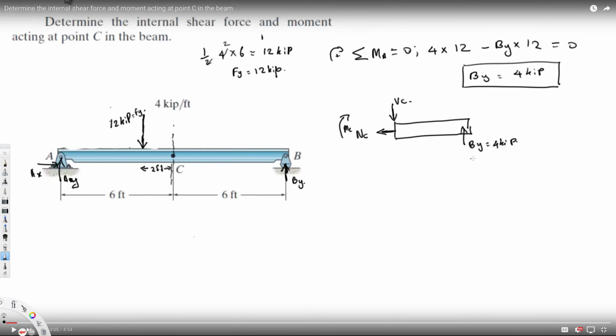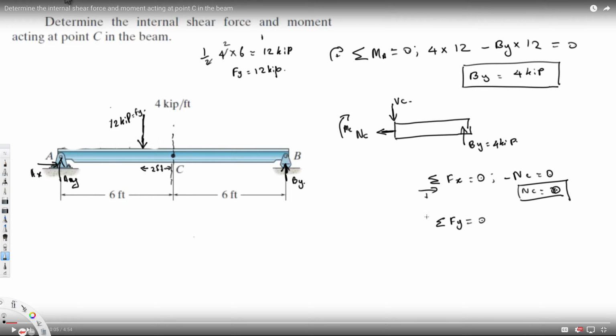From now on I can solve this picture. First of all, if I take the horizontal forces, sigma Fx is equal to 0 in statics. If I take this direction positive and solve, I will get NC in the negative direction, so it's minus NC equals 0. Therefore NC is equal to 0, because in the horizontal we don't have any other forces acting on it. It's a direct answer, it's equal to 0.